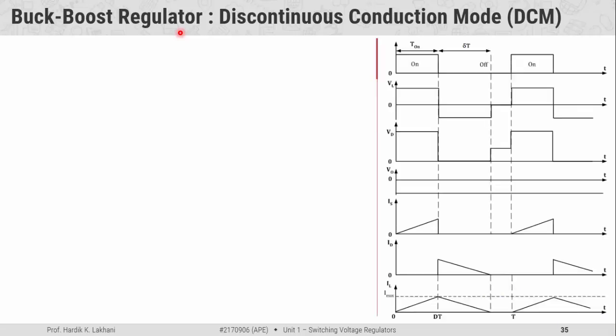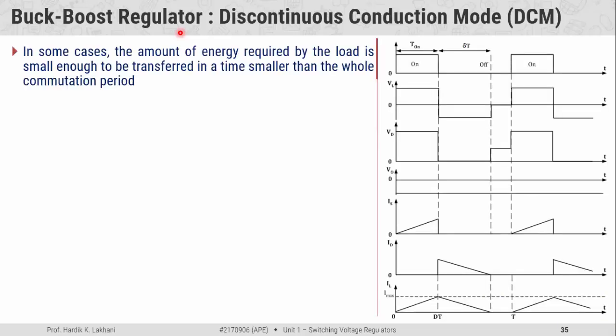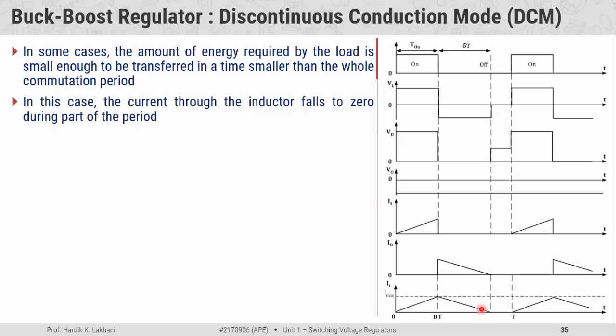So in the discontinuous conduction mode, in some cases the amount of energy required by the load is small enough to be transferred in a time smaller than the provided time. So before the time gets over, the energy in the component gets over. So in this case, the current through the inductor falls to zero and remains at zero for a certain period of time.